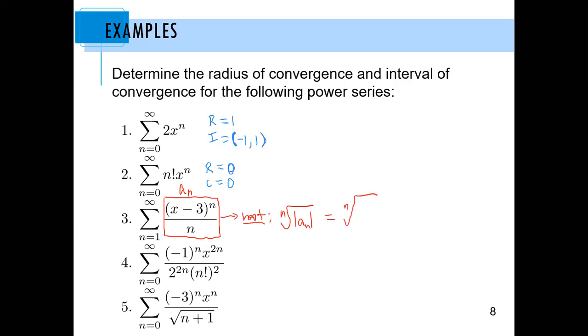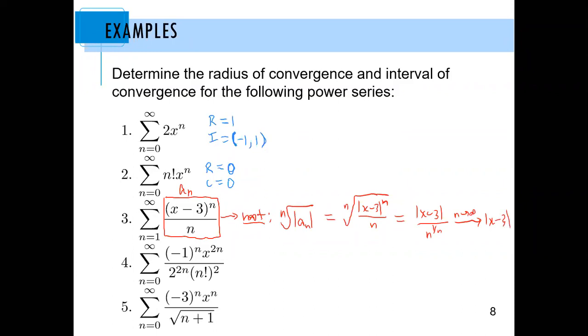Yeah, let me just write this out. So this is going to be the absolute value of x minus 3 raised to the n over n, yes? And if I take the nth root, then I just get absolute value of x minus 3 over n to the 1 over n, right? And this is where I was hounding you guys about that limit, how it comes up all over the place all the time. n to the 1 over n, what does that go to? 1. So the bottom goes to 1. So overall, this goes to absolute value of x minus 3.